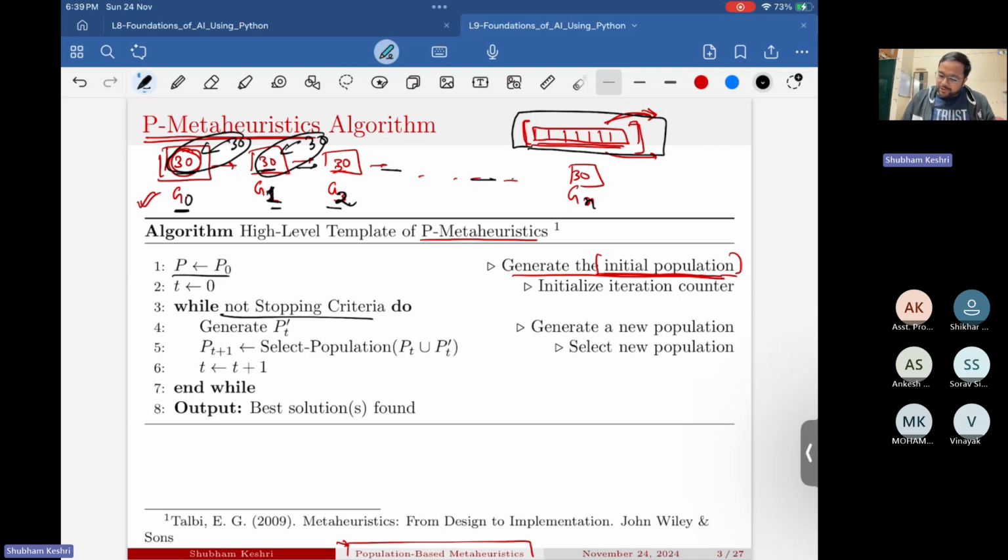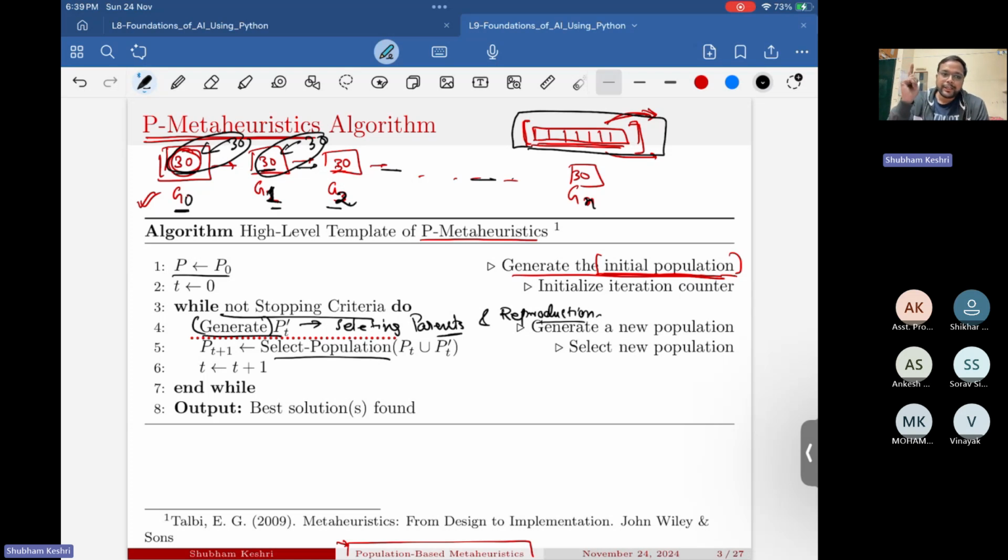So we generate new individuals. This generate is actually a compound term. In this generate, we are selecting parents and doing reproduction. Next we are selecting the next population and then we are repeating. So this is the simple idea of a population based meta-heuristic.